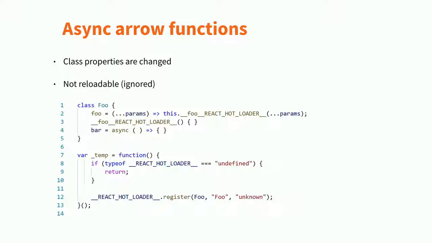And you can sort of see it over here. We have a foo function that is an arrow function. It references a class method, and then you have an async arrow function that is actually left alone. So React will never see the update.